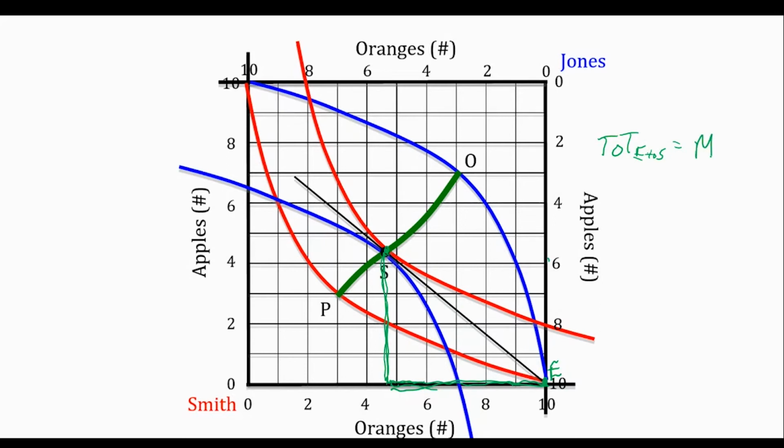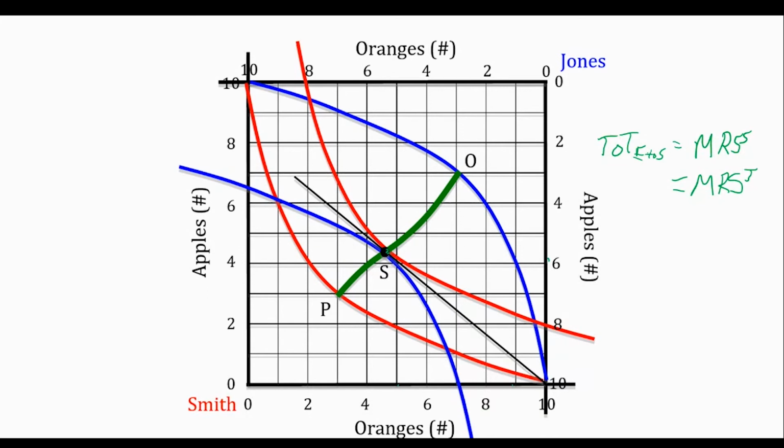The marginal rate of substitution for Smith is going to correspond to the slope of the red indifference curve that passes through point S. And the slope of that indifference curve at point S is going to be equal to the slope of the black line, which happens to be the terms of trade. And likewise, the marginal rate of substitution for Jones is going to be equal to the slope of his blue indifference curve at point S, which is also equivalent to the slope of the black line. So this point S satisfies the condition, and therefore we would imagine they move to a point like that.